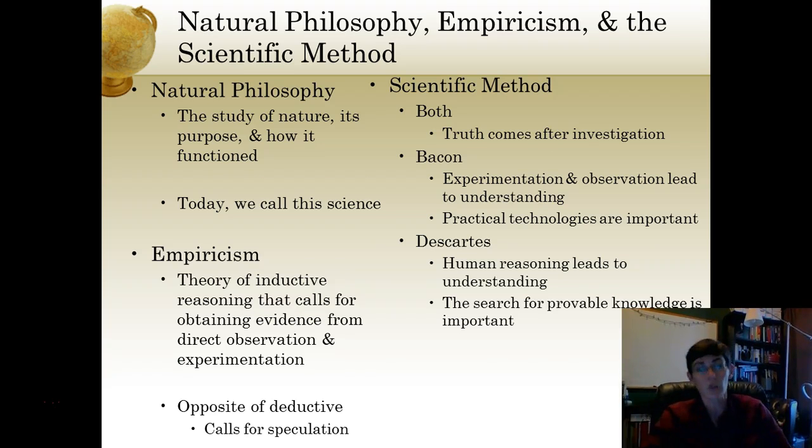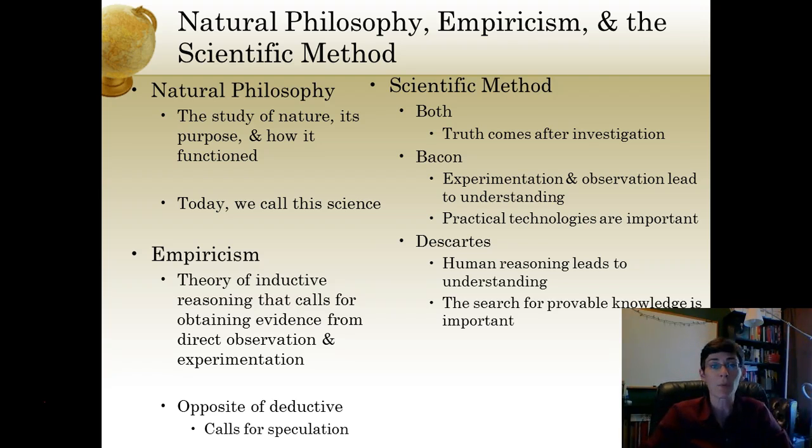All right, natural philosophy, empiricism, and the scientific method. So what's the difference between all of these things? We want to understand things. Let's start with natural philosophy. What is it? Okay, it's the study of nature, its purpose, and how it functions, or how it functioned, right? That's natural philosophy. Today, this is what we call science, okay? Science is the study of nature, its purpose, how it functions, right?